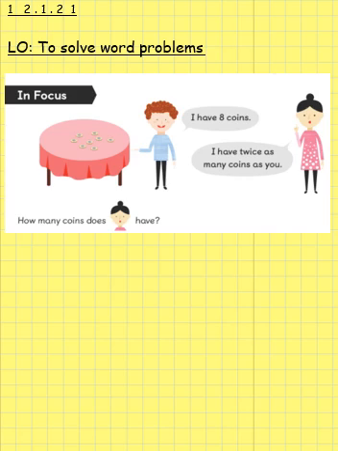So the in focus task for today is that Elliot is saying that he has 8 coins. And we've then got someone saying that they have twice as many coins as Elliot. How many coins does she have? So think about what we were looking at yesterday about what the question's asking us. What is it that we need to understand about what the question means and what the question is asking us to find out what that answer is going to be? And then we can look at what method we are going to be able to use to solve this problem.